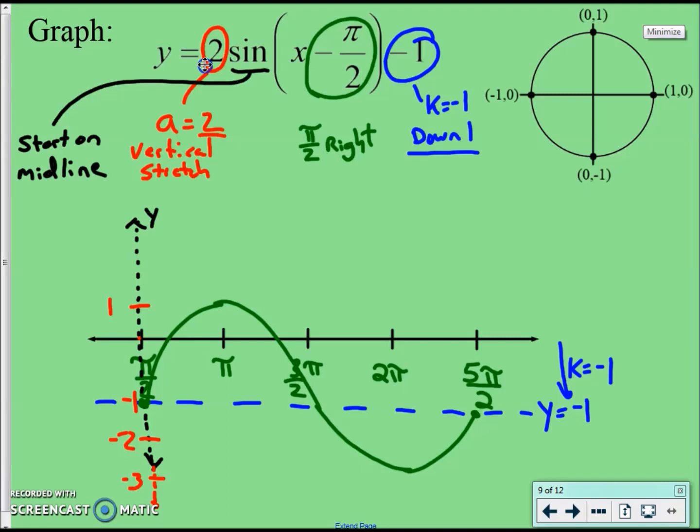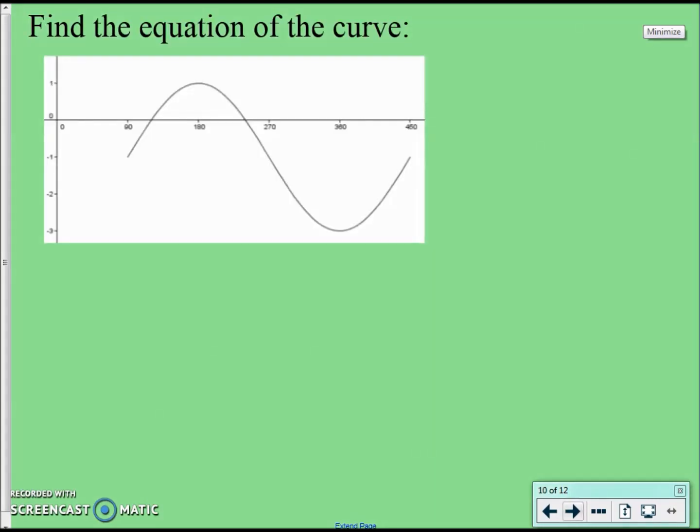This still looks like a sine function. I have dropped it down 1 below the x-axis. I have increased it with a vertical stretch of 2, so that my amplitude in both cases here is 2. We see all those transformations. And there we go, of the curve.